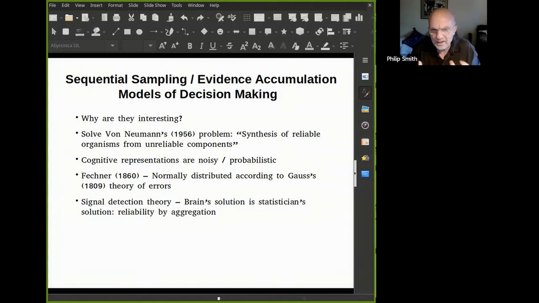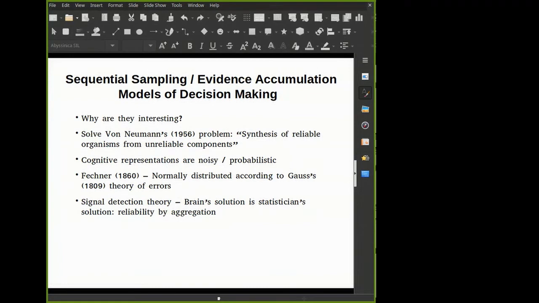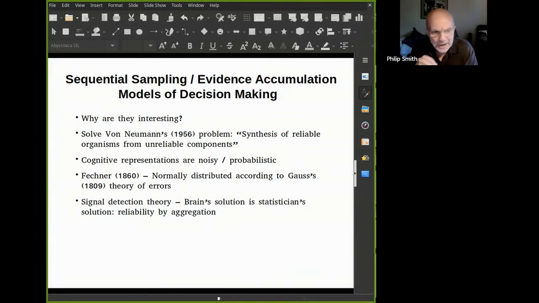The common insight under all of these theories was the idea that the brain's solution to the reliability problem is the same as the statistician's solution. You increase reliability by aggregation. In statistics, you take multiple samples from a population and you average them. And the same argument applies neurally. You increase reliability by recruiting more neurons into your cognitive representation.